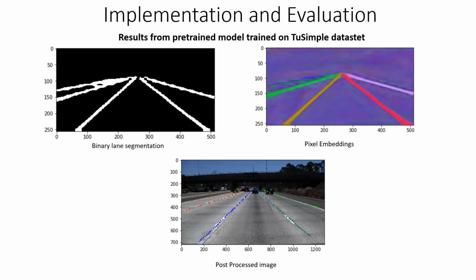The first step of implementation is to use the pre-trained model on the TuSimple dataset and visualize the output. We can see this is the binary lane segmentation output, this is the pixel embedding output, and this is the post-processed image.